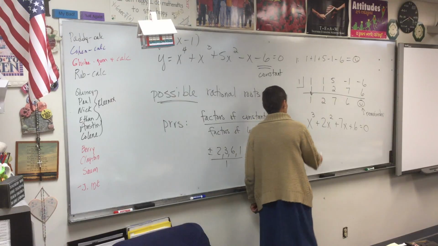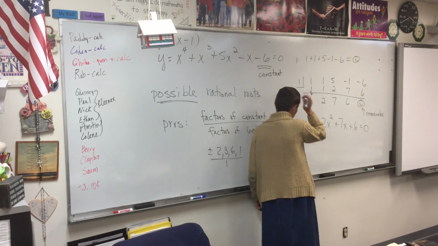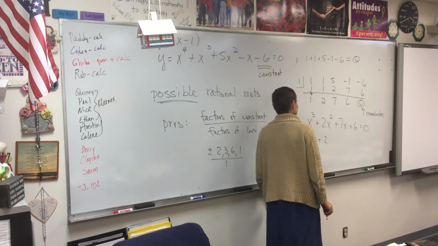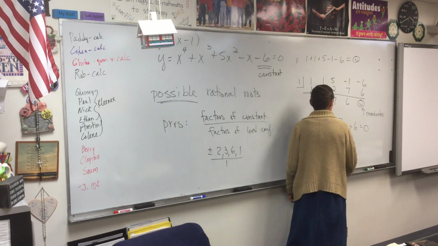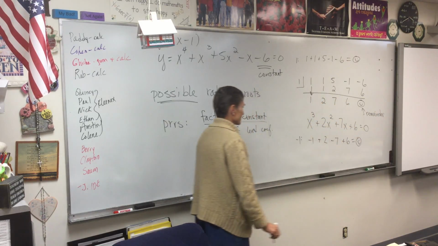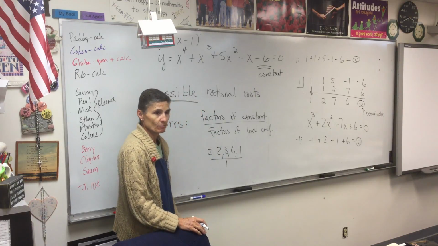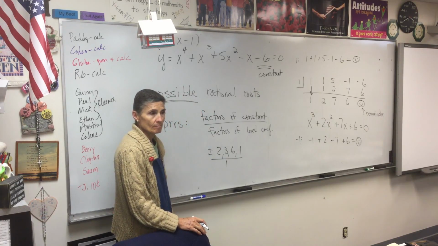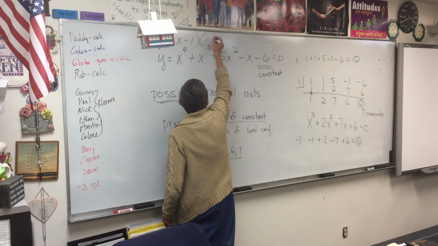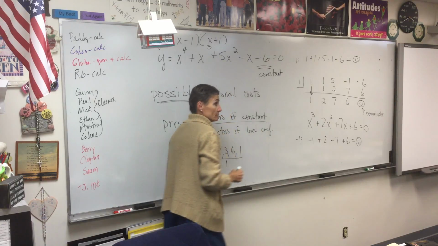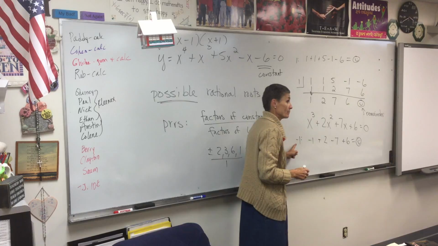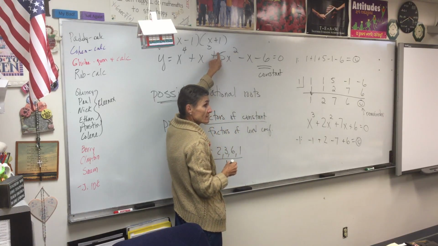So -1 would give me -1 plus 2, -7 plus 6. We are the luckiest ducks. We got 0 again, first guess. What does that mean? That means another one of my factors is x plus 1. Another one. Because now negative 1 has worked, which means x plus 1 is the factor.